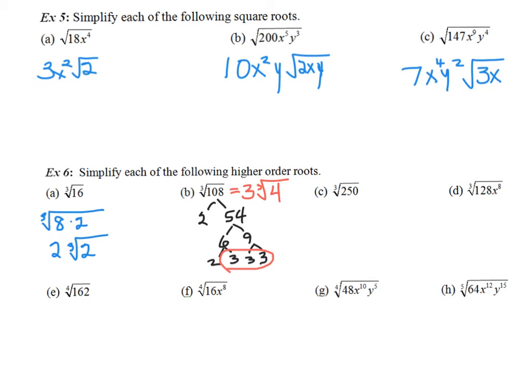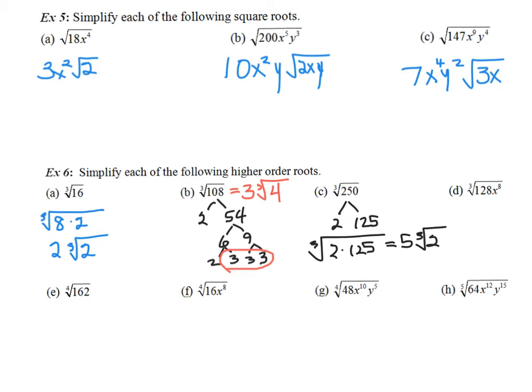If I look at the cube root of 250, we can probably remember that that's 2 times 125. 125 is a perfect cube, so I'm going to say take the cube root of 125, which is 5, and you're left with the cube root of 2.